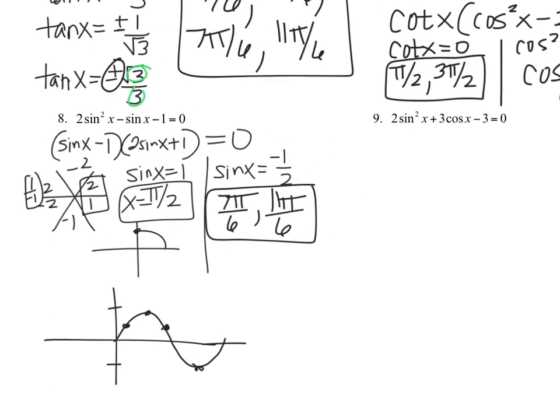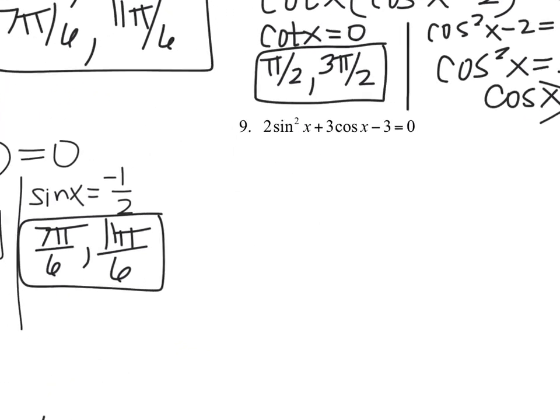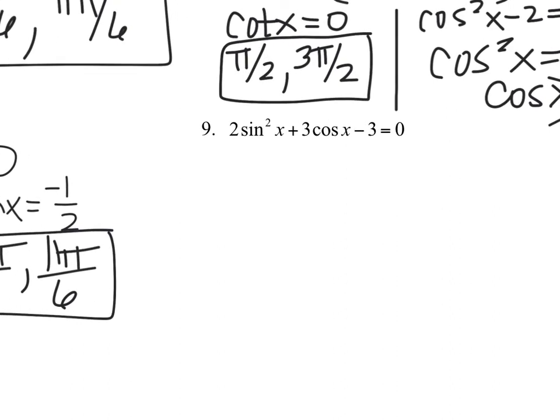Okay, last one. Number 9. 2 sine squared x plus 3 cosine x minus 3. Now, you have too many things going on in this problem.